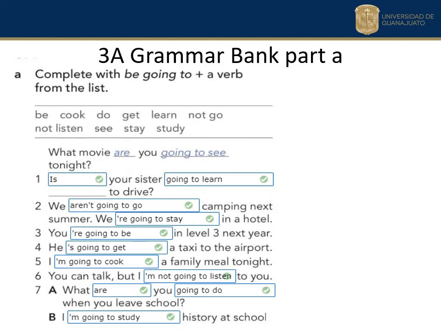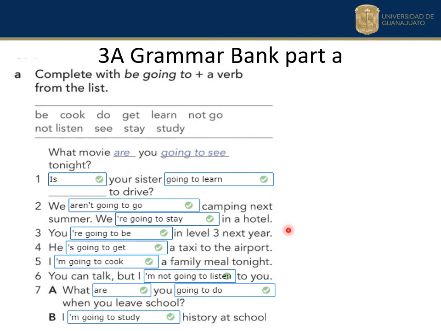Alrighty, let's check your answers. I'm gonna start reading and you check on your notebook or your book. Number 1. Is your sister going to learn to drive? 2. We aren't going to go camping next summer. We're going to stay in a hotel.